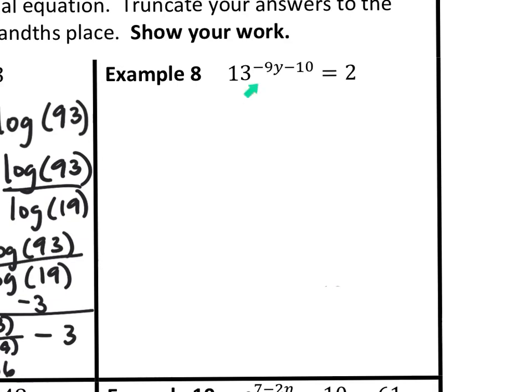Isolate the exponential term. So this is 13 to the power of negative 9y minus 10. So this is my exponential term. It's by itself. So my next step would be to put log on both sides. So let me write it this way so it can make a little bit more sense.